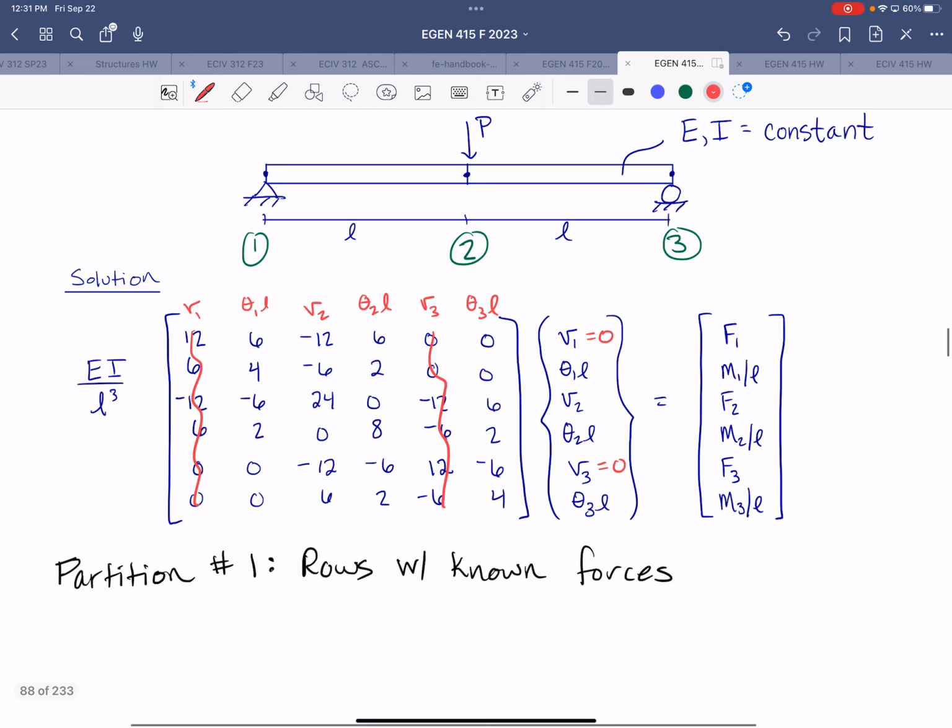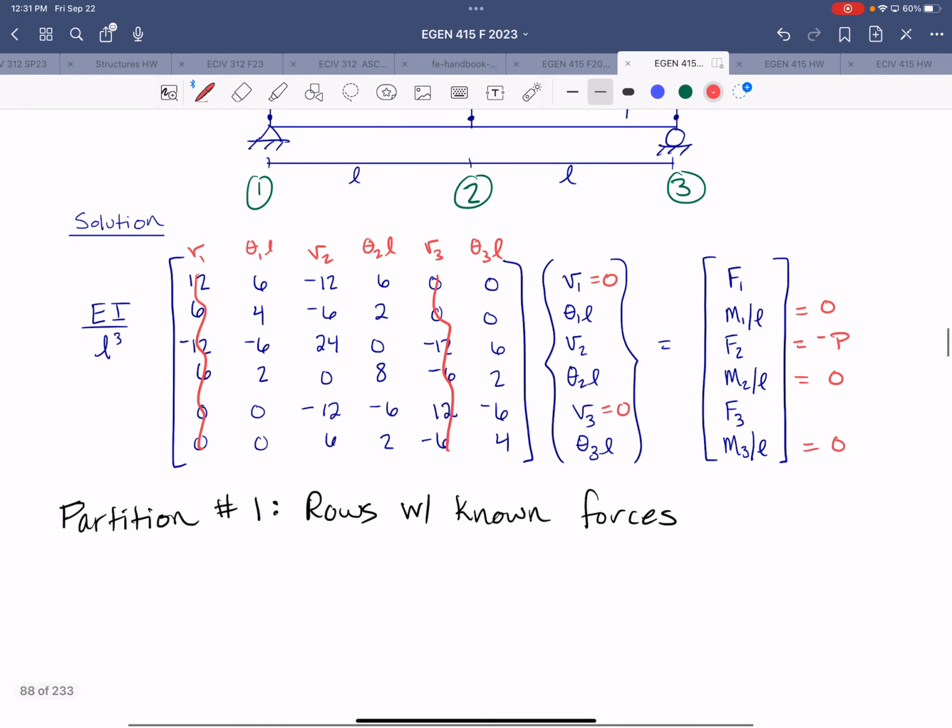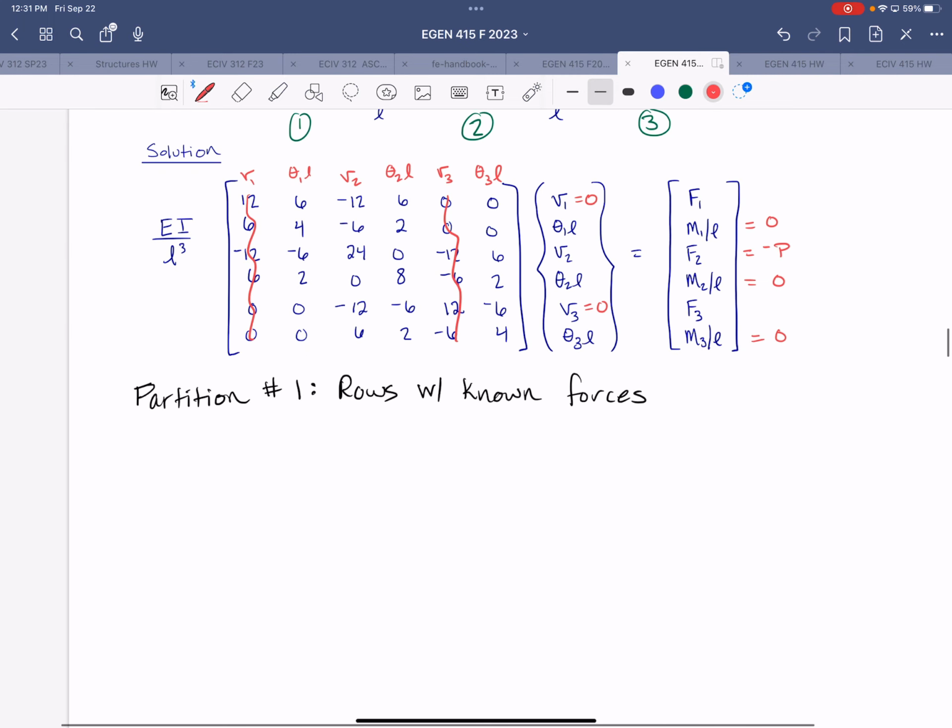So that means we have 4 rows of known forces, all right? So we'll go ahead and apply that. Wherever we don't know a displacement, we have to know the force. So at node 1, there's no applied moment, so M1L is 0. At node 2, F is equal to negative P, and M is equal to 0. And at node 3, no applied moment, so M is 0. Those are the 4 rows that we start with for our first partition.